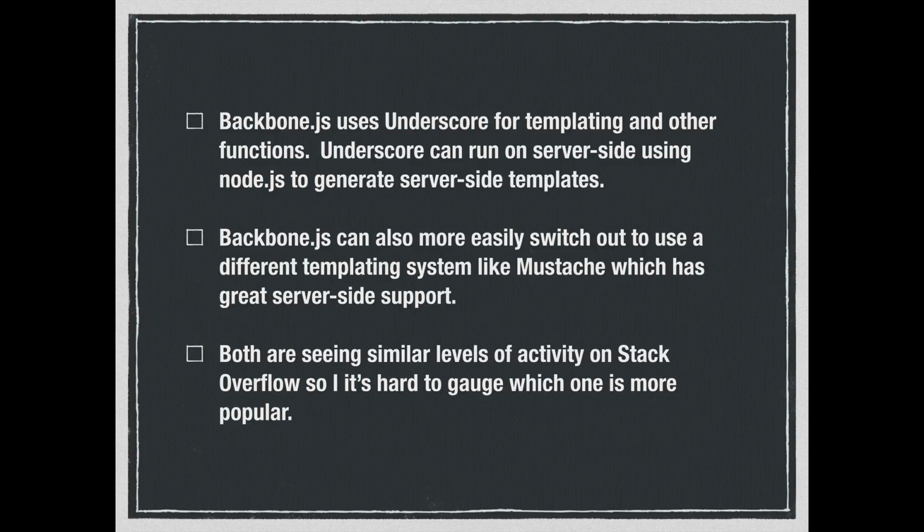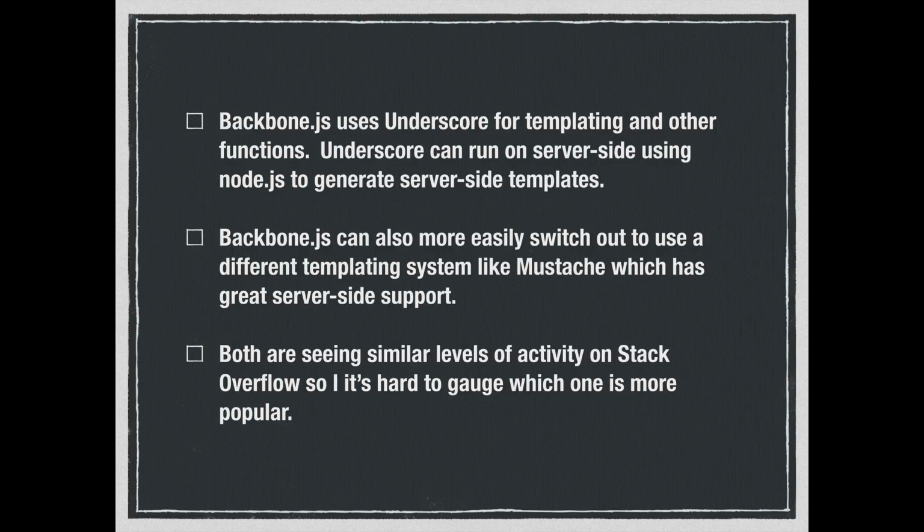So Backbone uses Underscore for templating. And Underscore can run on the server side using Node to generate those server-side rendered templates. So again, like we were talking about the SEO thing, you need to have something that can generate a page that's all fully rendered, at least for that initial page load. So that's a huge plus for Backbone on that.